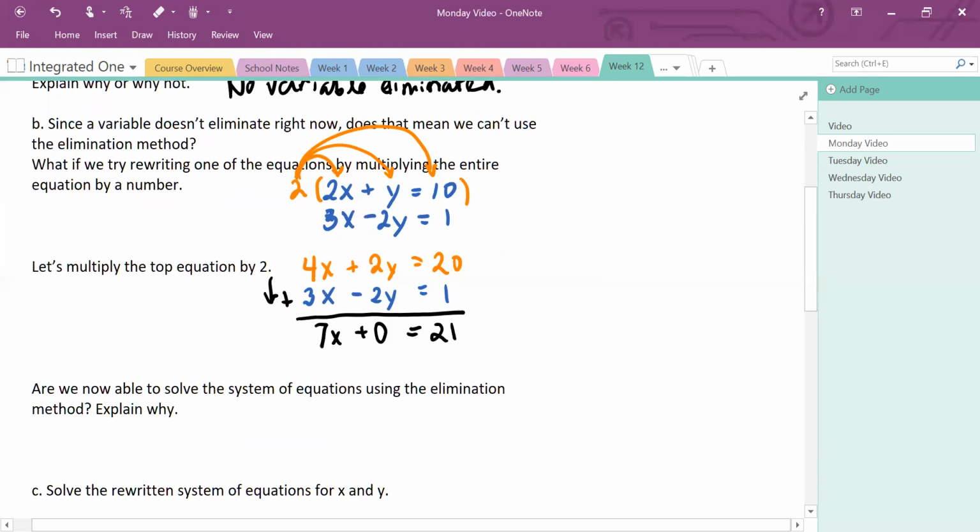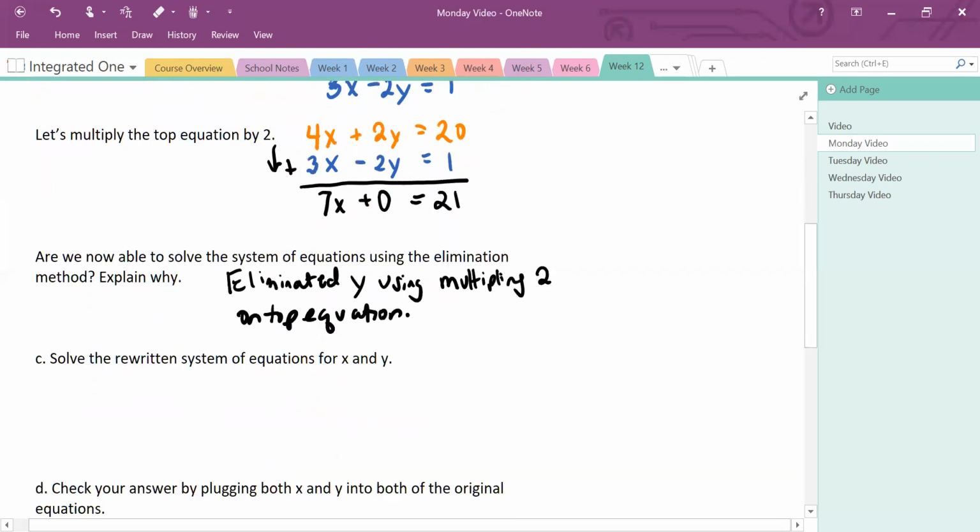So now we did eliminate that 2y using multiplication. I'm multiplying 2 on that top equation. So what happens now? Now we can solve for x and y like normal.